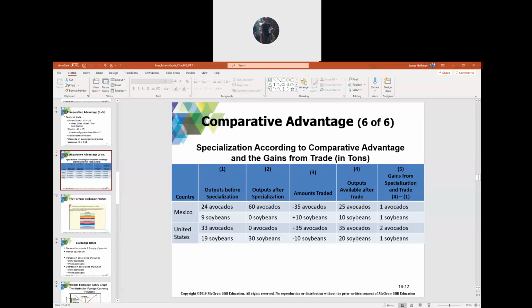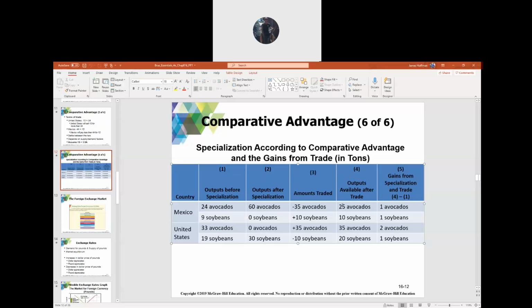So they're trading. Okay, and the result is for Mexico, 60 minus 35, they're left with 25 avocados. 0 plus 10, 10 soybeans. 0 plus 35, 35 avocados. 30 minus 10, 20 soybeans for the US. So these were the initial, column 1 were the initial production points. Column 4 are the options after trade, and you can see how they gain for all these goods.